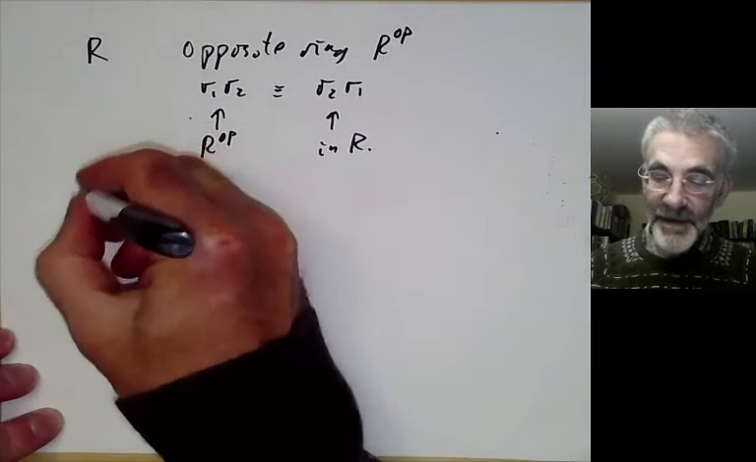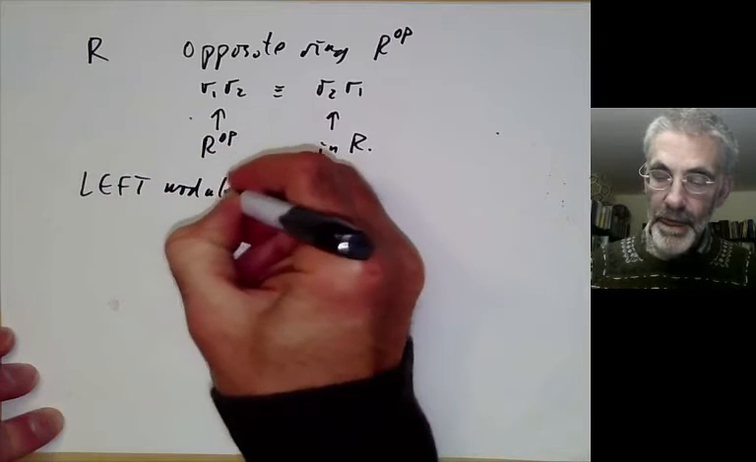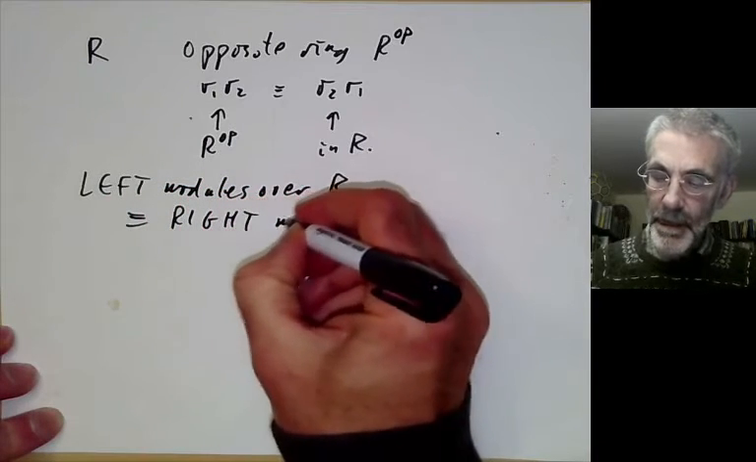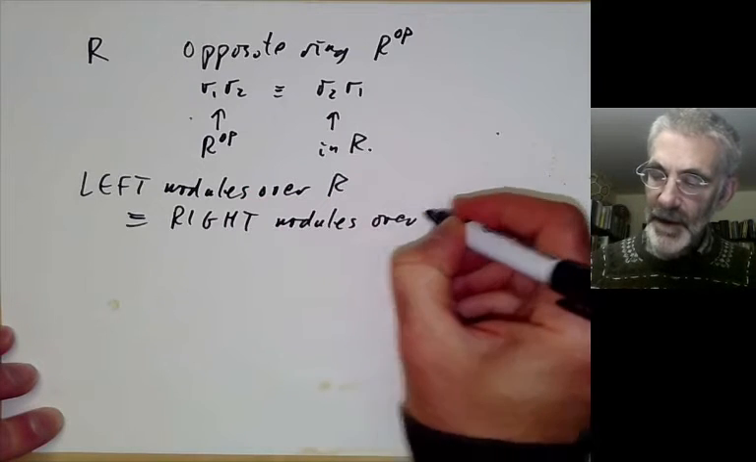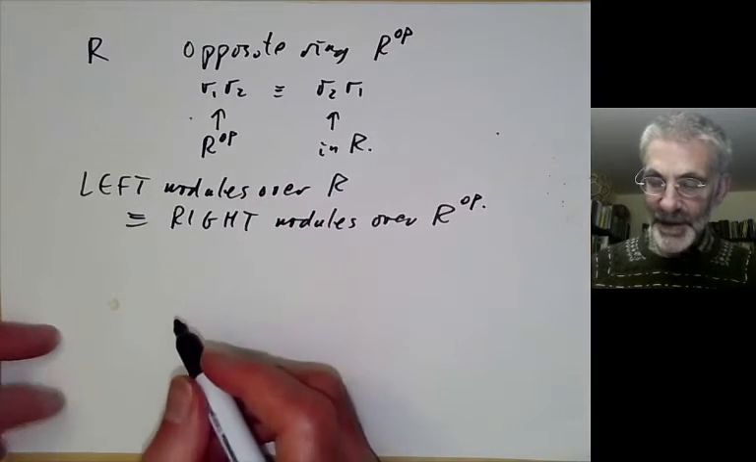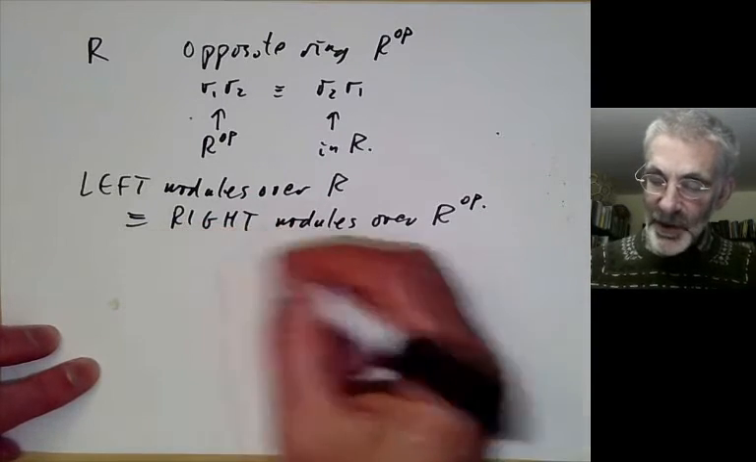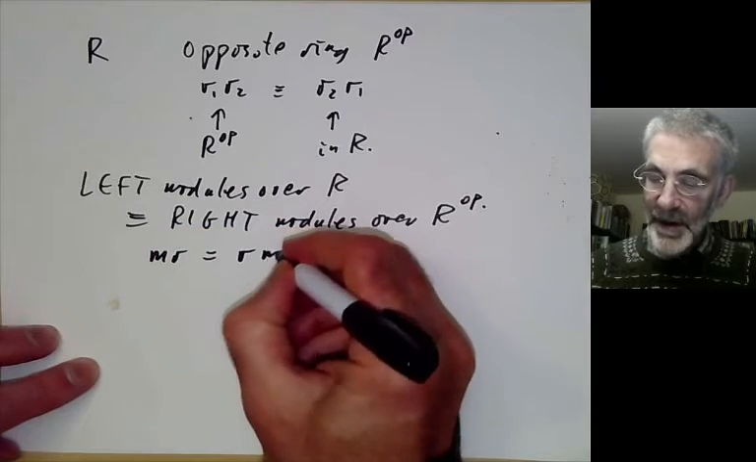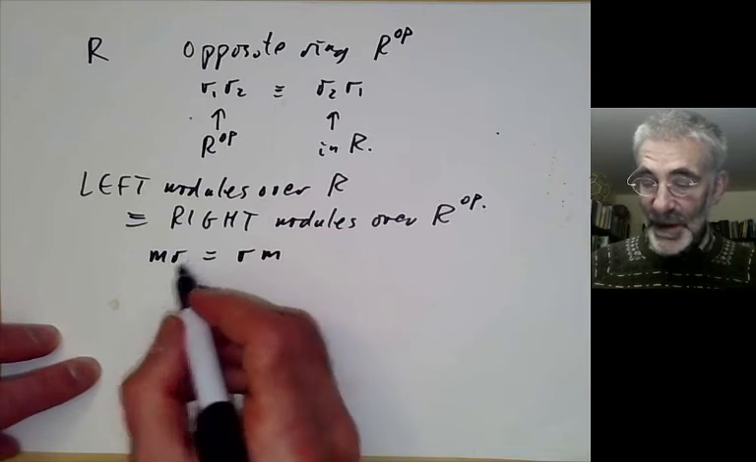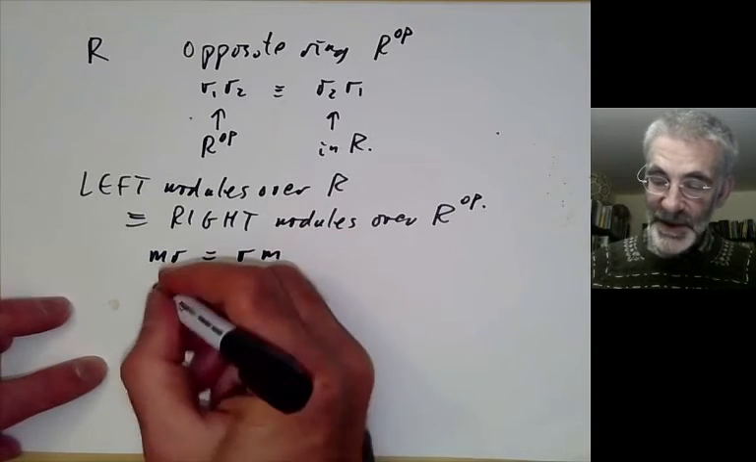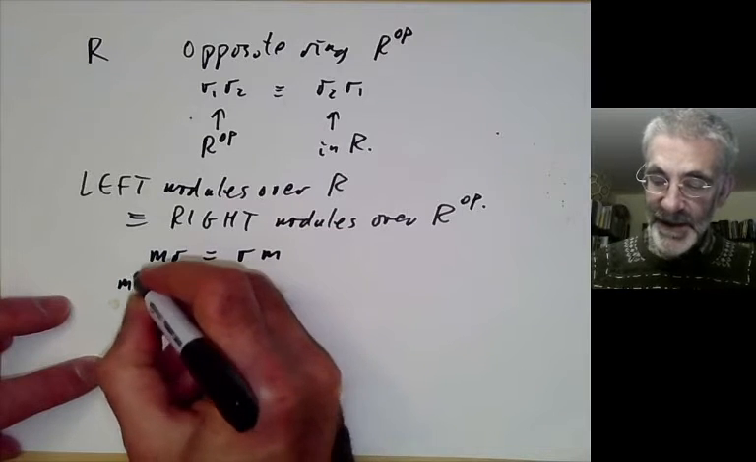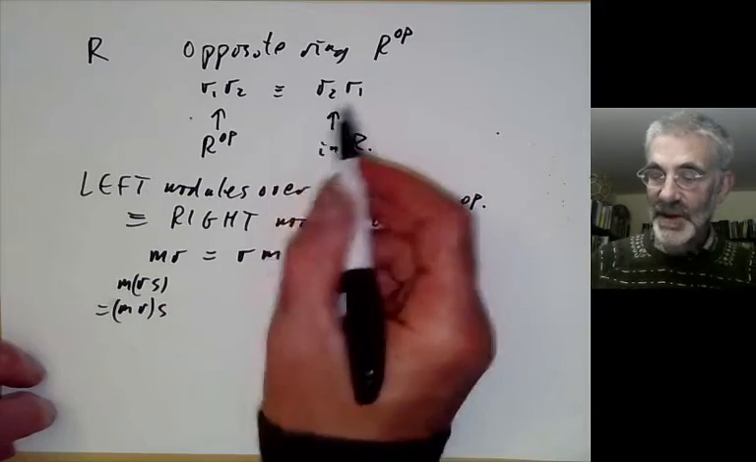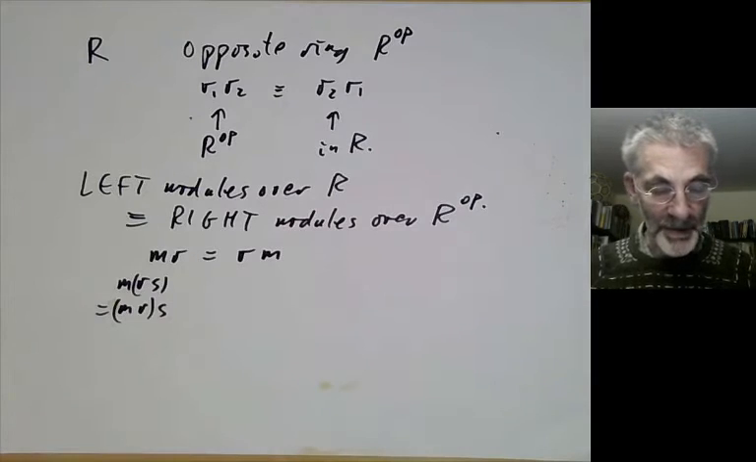And left modules over a ring R are more or less the same as right modules over the opposite ring R op. And you do this in the obvious way. If you try to define m r to be equal to r m, you need to switch the position of two elements of R. For instance, you want m(rs) to be equal to (m r)s, and for this to work, you see you need to switch the order of the multiplication of two elements to make M into a right module.